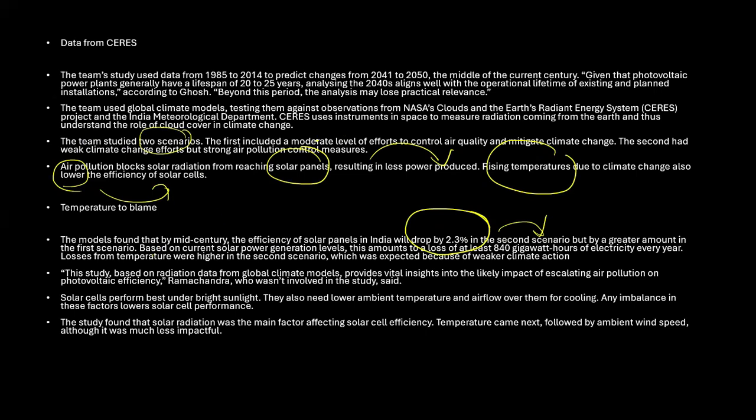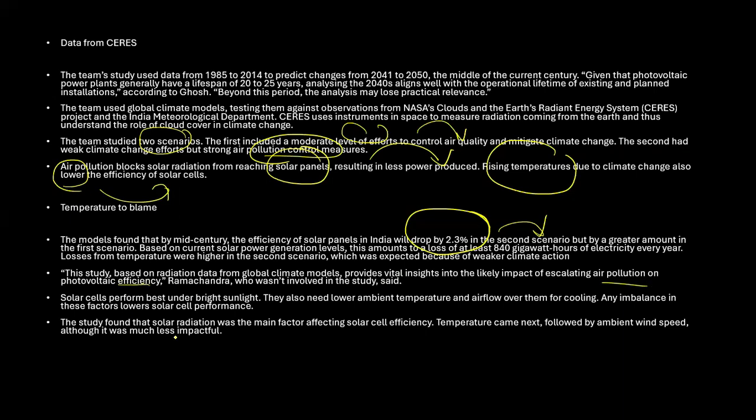There are two scenarios. The first scenario is moderate level, that is, we can control the air pollution and mitigate the climate change. And the second is weak climatic conditions, but strong air pollution control. So there are two different types of scenario that they are talking about. If there is air pollution, then what will happen? If there is no air pollution, then what will happen, is what they are mentioning. The study, based on the radiation data from the global climate models, provided vital insights like the impact of escalating air pollution on photovoltaic efficiencies, right?